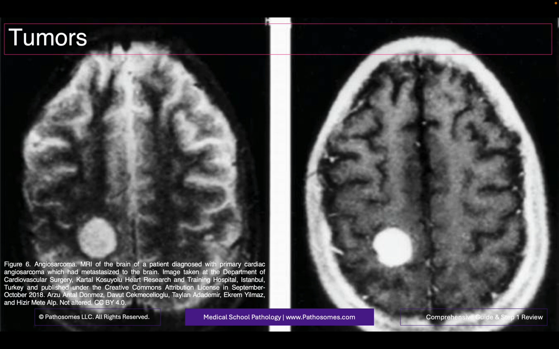For example, let's take a look at this angiosarcoma. Now, this was initially diagnosed as a primary cardiac angiosarcoma. Now, I know there's some radiologists out there saying, hey, that is definitely not a heart. And you're right, because we had a malignant condition that metastasized from the heart to the brain.